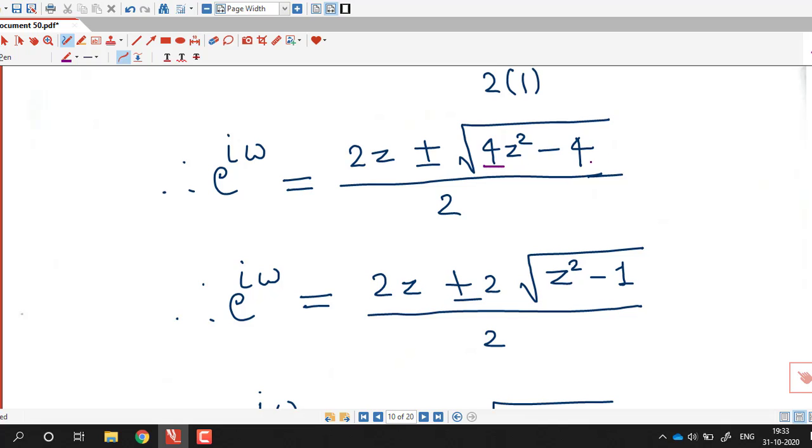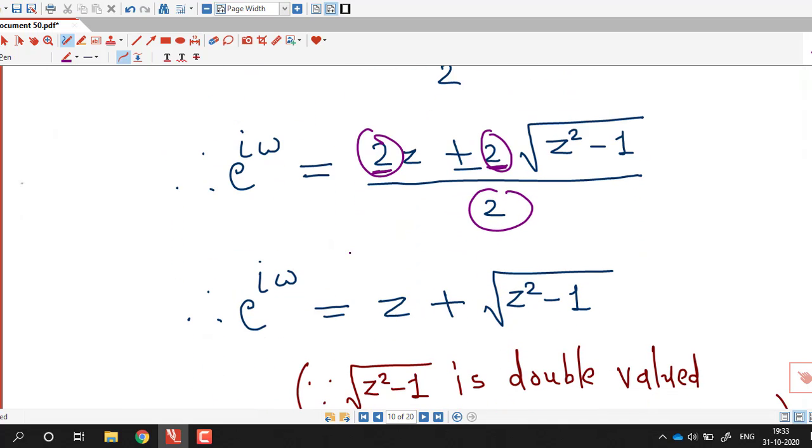Here we have 4 in both the terms inside the root. If we take 4 common, we have square root of 4 times z square minus 1, and the square root of 4 is 2, which we have written directly. So 2 is there in both the terms, so it can be taken common and it cancels with the denominator 2. We have e raised to iw equal to z plus square root of z square minus 1.